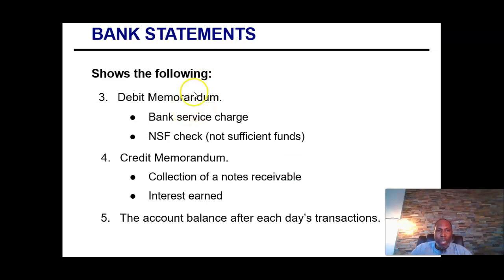Now perhaps there's other items on the bank statement such as a debit memorandum, which is a notice that allows someone else to take funds from our account. So maybe there's a payment that we're making automatically out of our account, and we have a debit memorandum about that. There could be a bank service charge. That's a fee that's been charged by the bank in order to maintain our account. I'm going to talk more about that in a little bit.